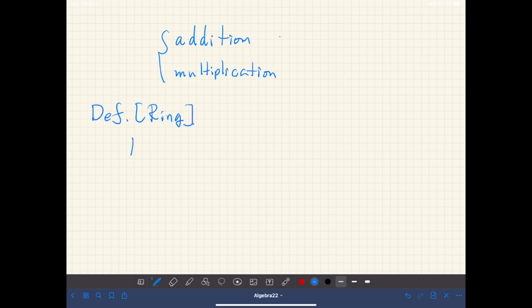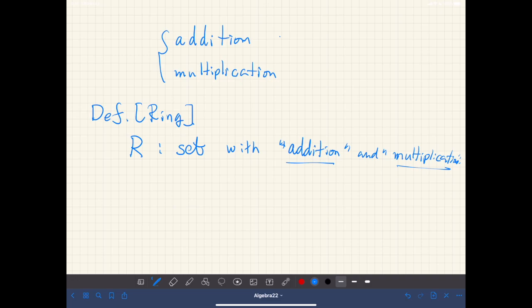So let R be a set, with addition and multiplication, the meaning of which we will define later. At this moment, addition and multiplication are just meaningless words.